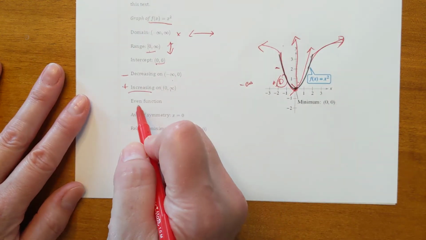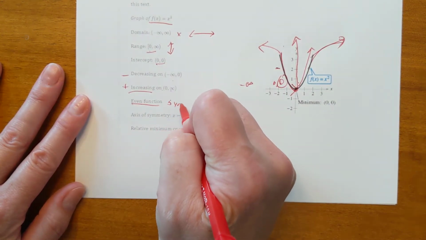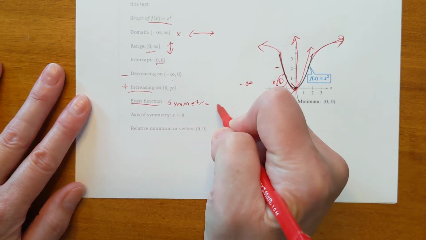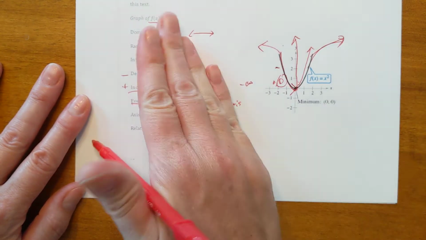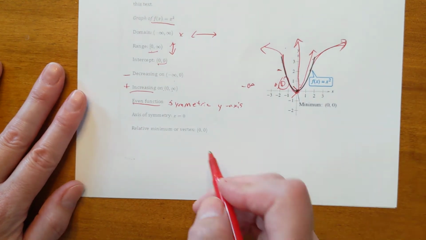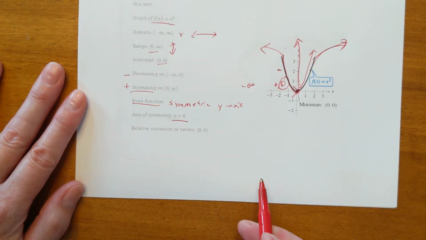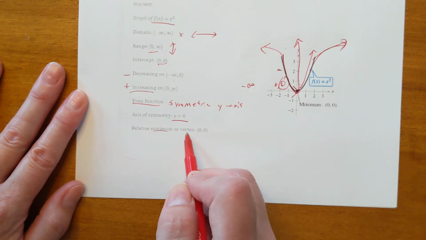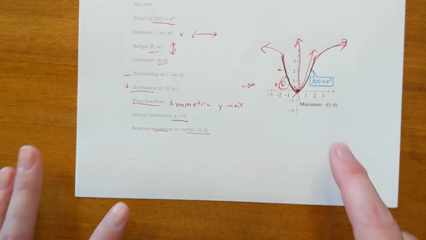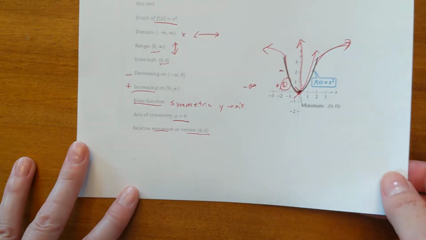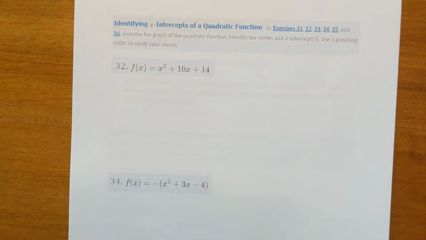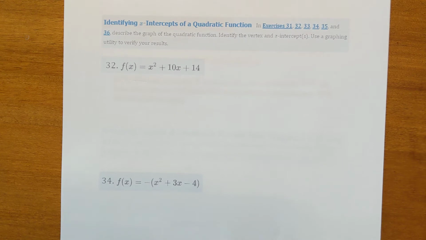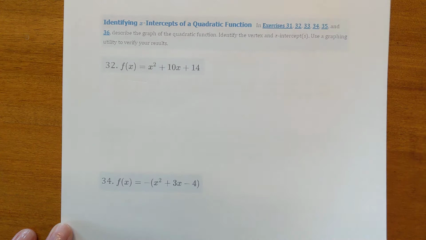It's an even function. Remember, even means that it's symmetric to the y-axis. So it folds over the y-axis like a butterfly. The axis of symmetry is x equal to 0, and it's got a relative minimum at the vertex 0, 0. I mean, there's no other point lower than that one. On the next page, I'd like us to identify the x-intercepts of the quadratic function, describe the graph of the quadratic function, identify the vertex and the x-intercepts, use graphing to verify your results.